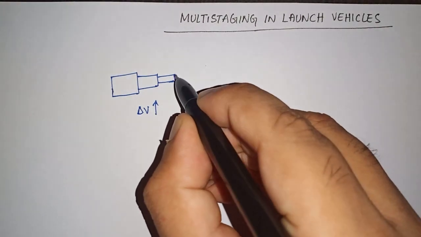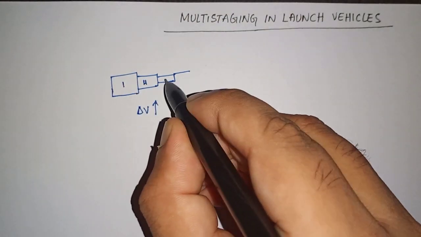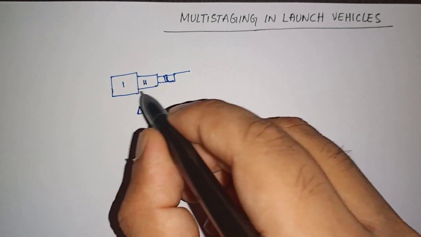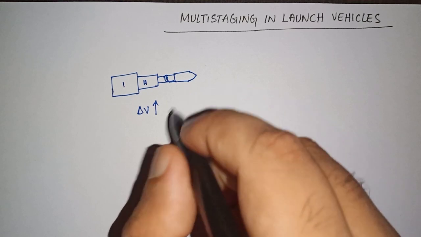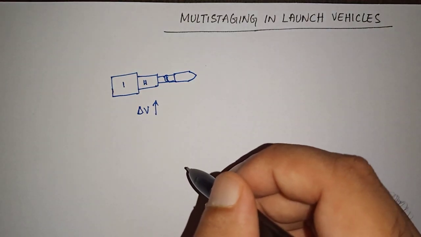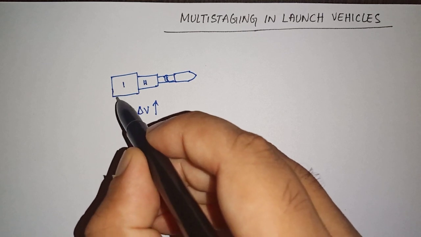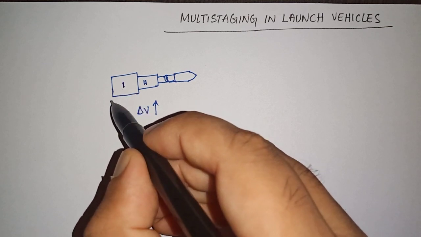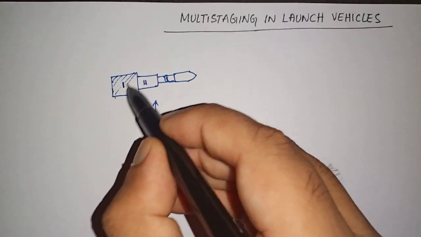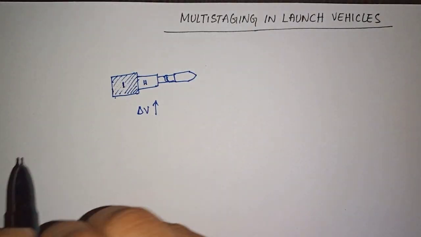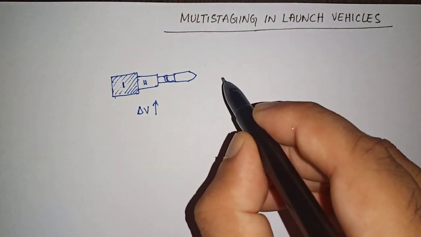Now here, let's say we take the first, second and third stages. The total number of stages is three, and we have a payload here. Each and every time in the mission, at a certain altitude, the propellant tank gets consumed. The fuel in the propellant tank gets consumed, and this weight becomes useless. It is no more useful, so this gets wiped away.